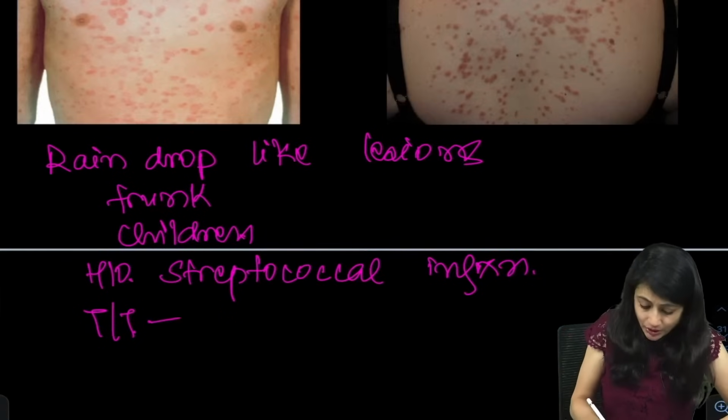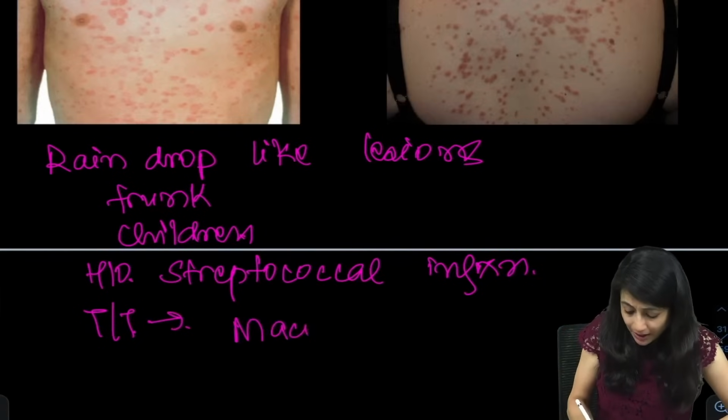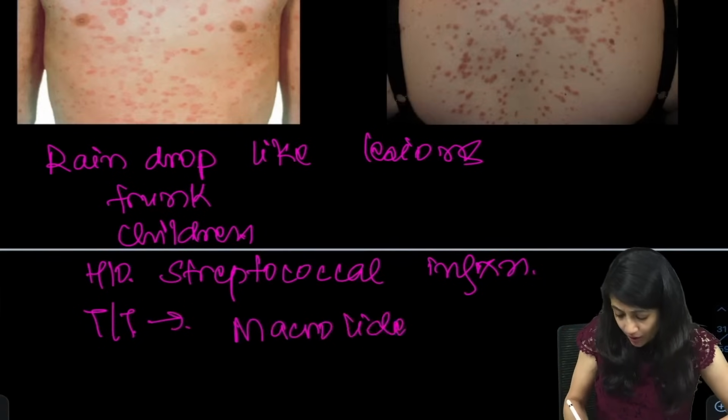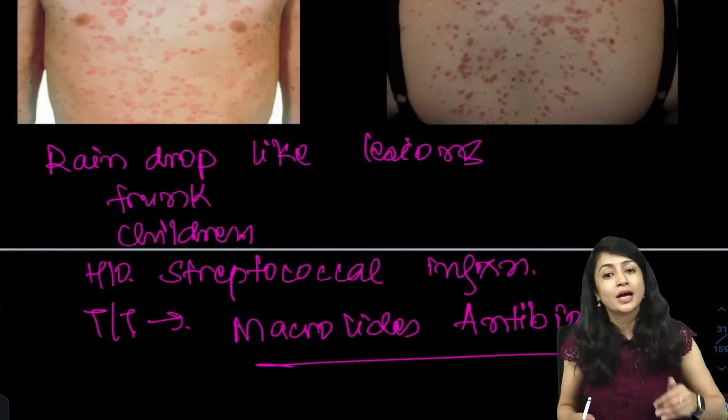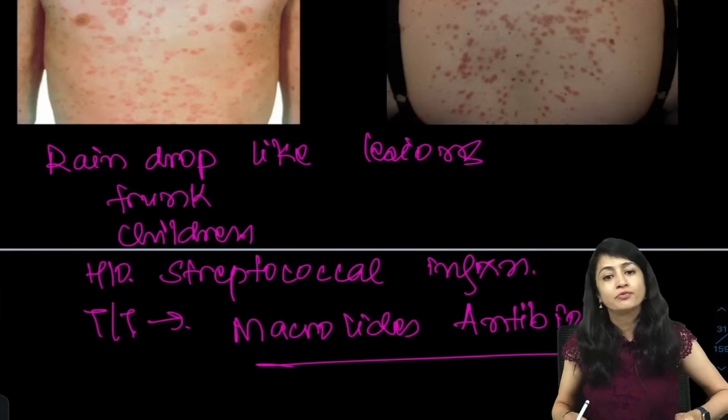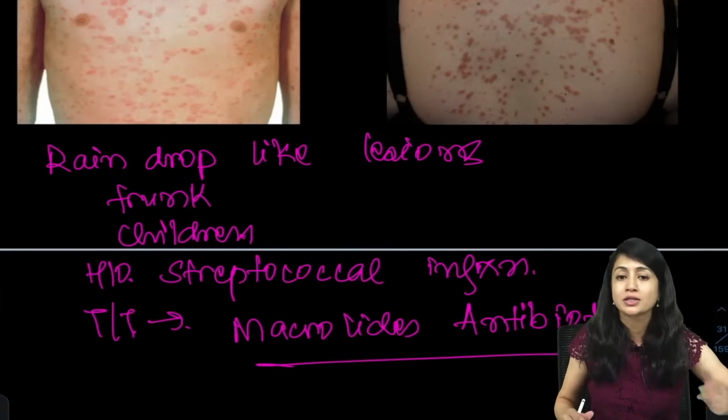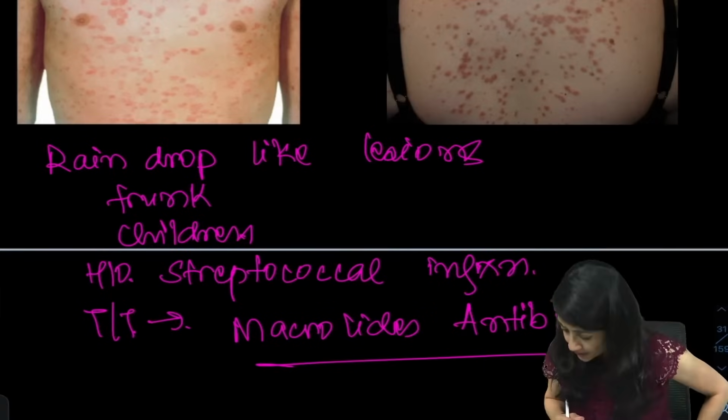For this, yes, you are right. The treatment would be macrolide antibiotics. So you give antibiotics here because it is thought that guttate psoriasis is actually flared up by streptococcal infection. So if you treat it, guttate psoriasis corrects itself.